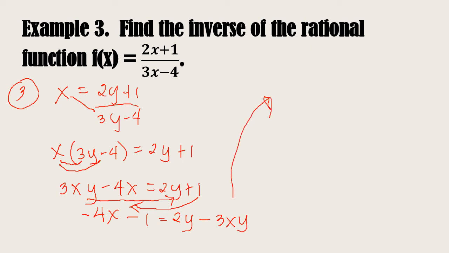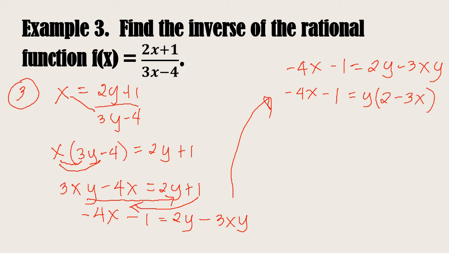So, i-continue natin yung solution. So, this will become negative 4x minus 1 equals 2y minus 3xy. Ang purpose natin ay maiwan ang y dito sa right side. So, ilalabas natin yung common dito sa right side, which is y. So, this will become negative 4x minus 1 equals, ang common dito ay y. So, y. Nilabas ko yung common. Ang natira sa loob ay 2 minus 3x.